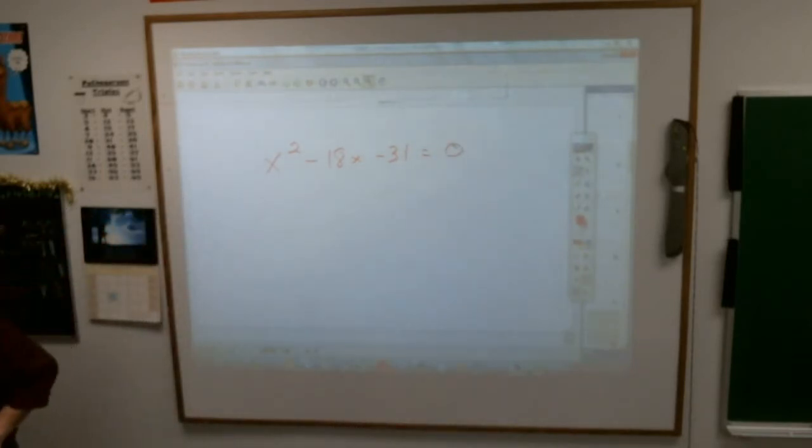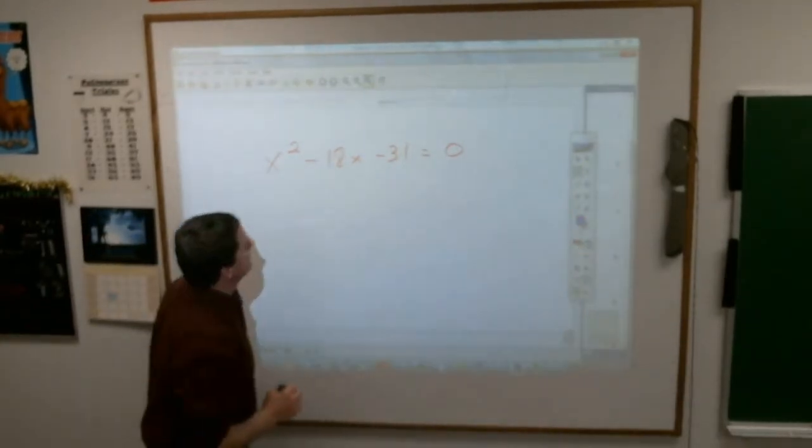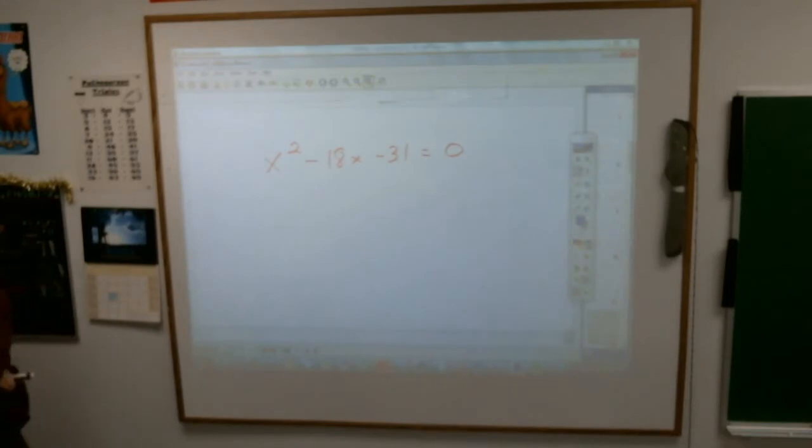Now you might be happy that this one may actually work out to some nice numbers. Are those in brackets? No, that's an 18 and a 31. I can see how it looks a little like 8x minus 3 in brackets, but is that the absolute value of 8x minus 3? No. So follow the steps.